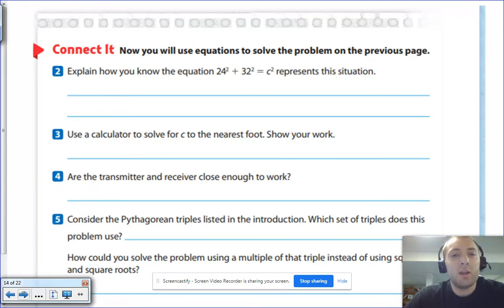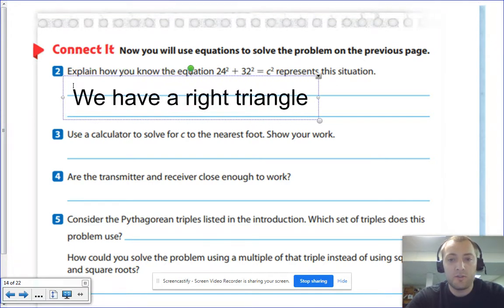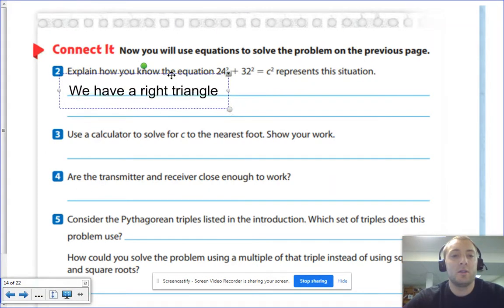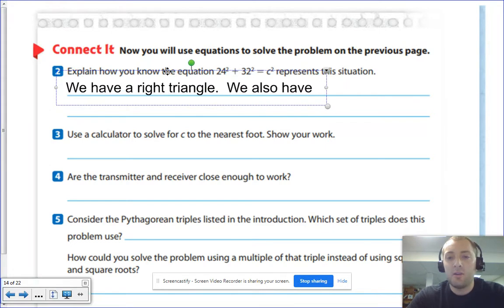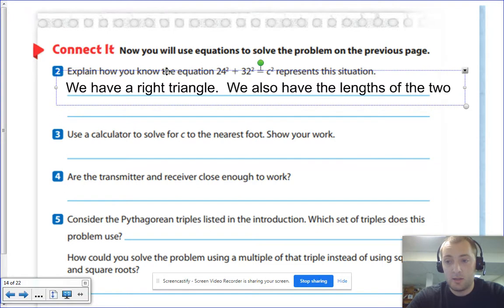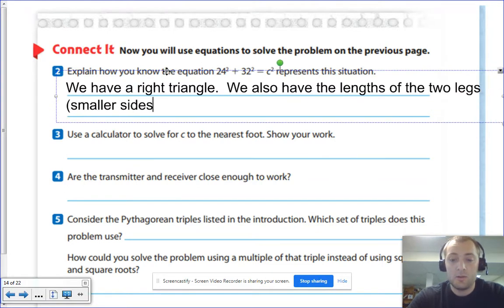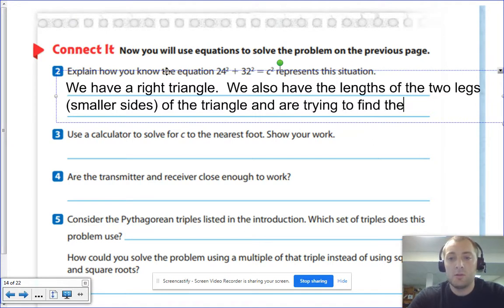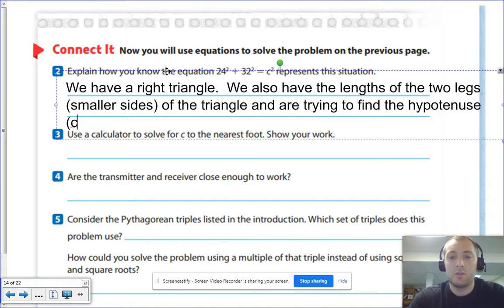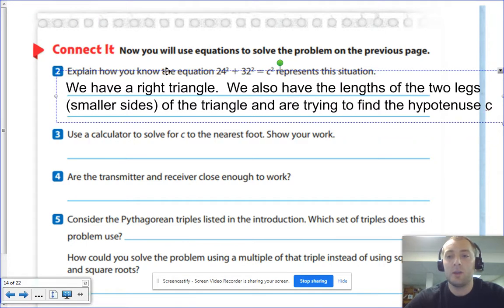So here's some of the questions on there. It says, explain how you know that the equation 24 squared plus 32 squared equals c squared represents this situation. And I'd like you to think about that, what we just talked about. A couple things that are important. We have a right triangle. That's the first thing. We proved that for right triangles this works. We did that in last lesson. We also have the lengths of the two legs of the triangle, and are trying to find the hypotenuse. That is our c. Okay, we'll leave it at that.